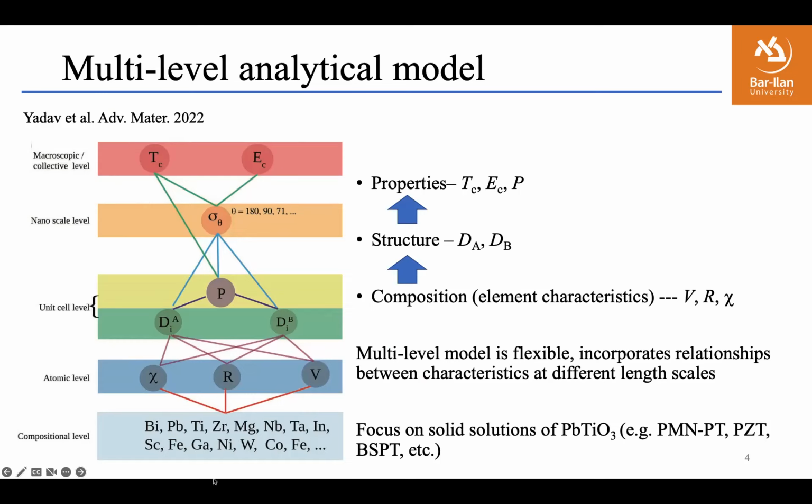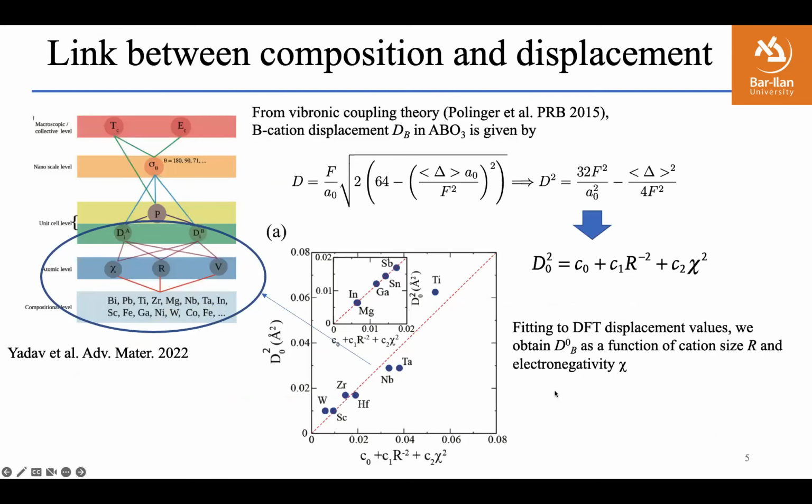So to go from here to here in one shot is pretty difficult, but if we go through every single level, the links are probably understood and can be encapsulated in an analytical, simple fashion. Okay, so that's what we did for solid solutions of lead titanate, and let's see how it works. So the first level is going from the element identity, the ionic or atomic properties of the element, to the displacements.